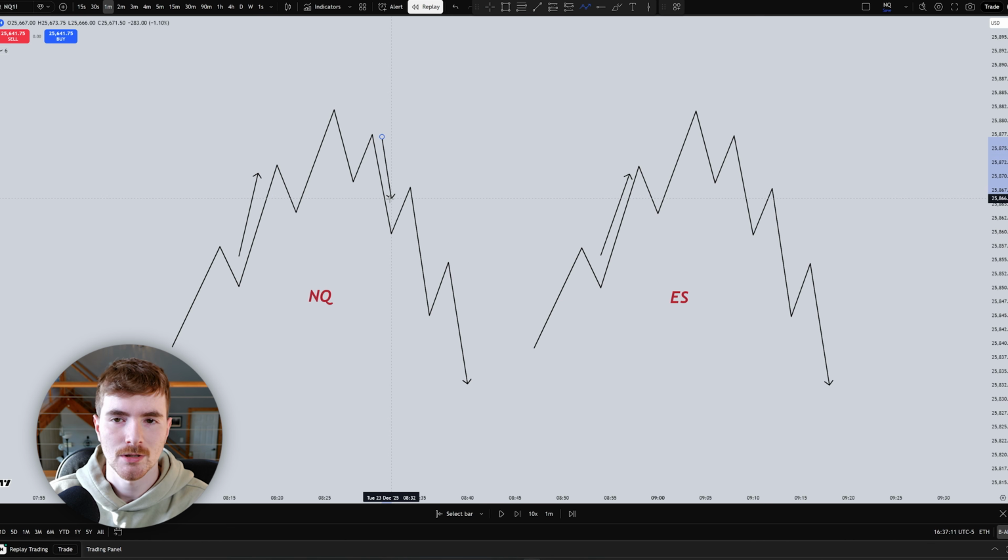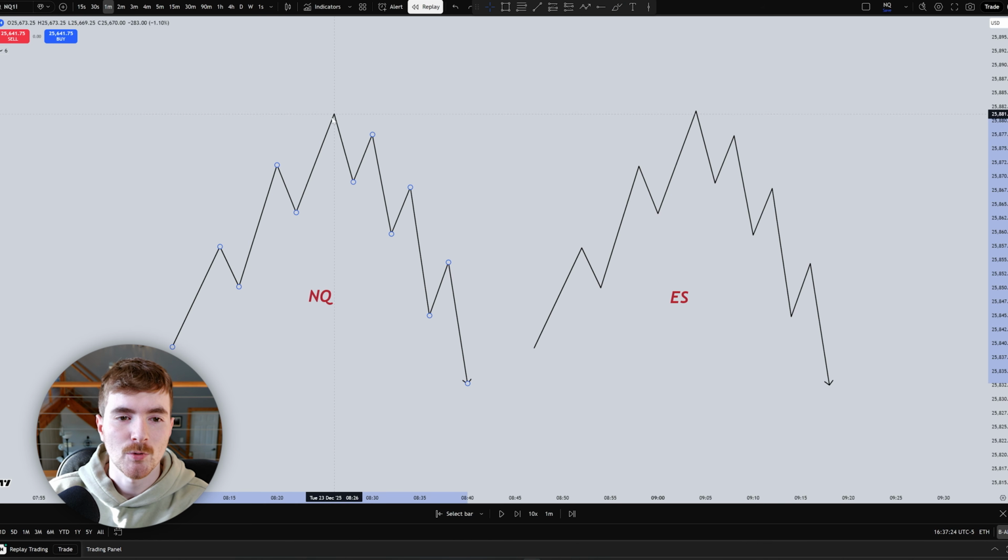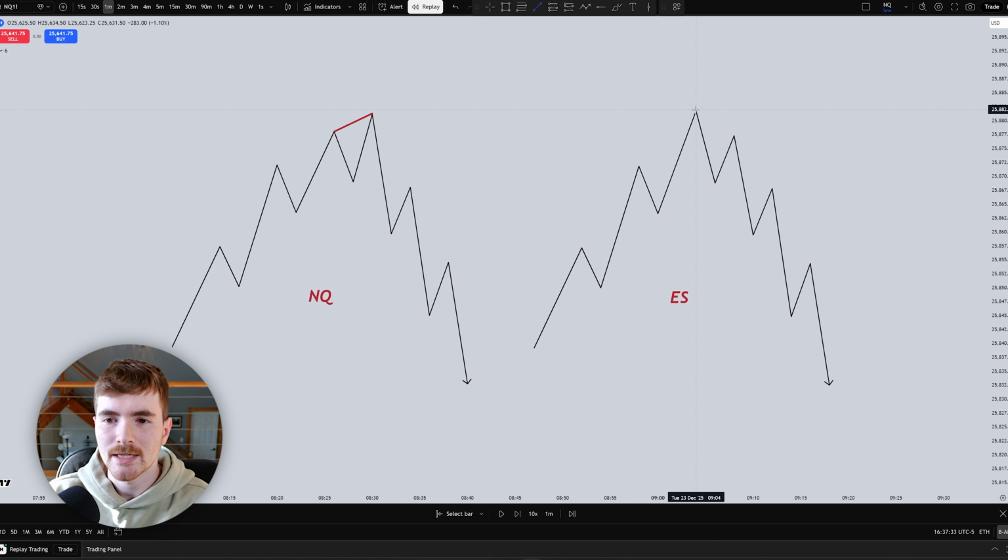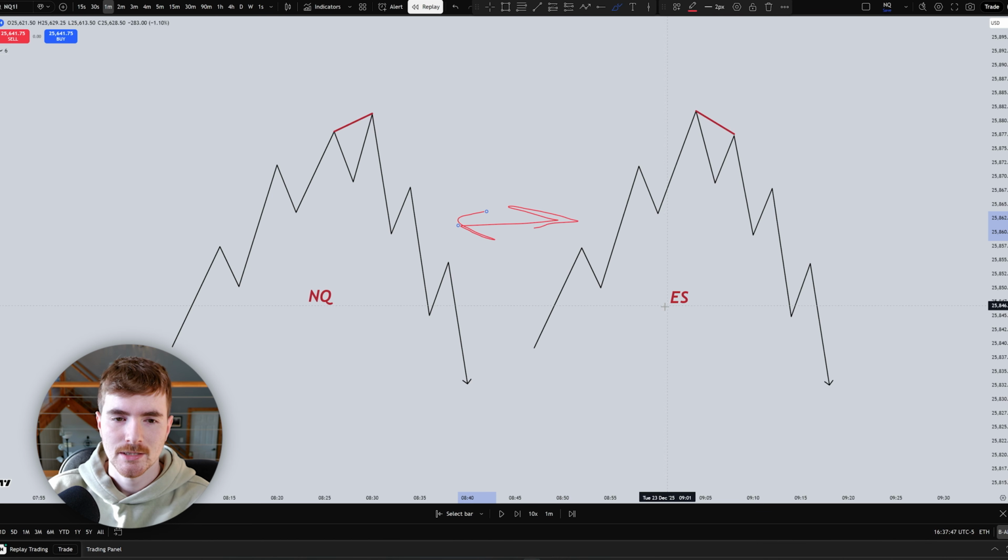When NQ moves lower, ES also moves lower. What I'm looking for is a crack in this correlation. For example, when NQ creates a lower high and a higher high, while ES creates a higher high and a lower high in the same spot. This is exactly what SMT divergence is. Whenever we have the crack in correlation between 2 correlated markets, it tells us that smart money is ready to reverse.